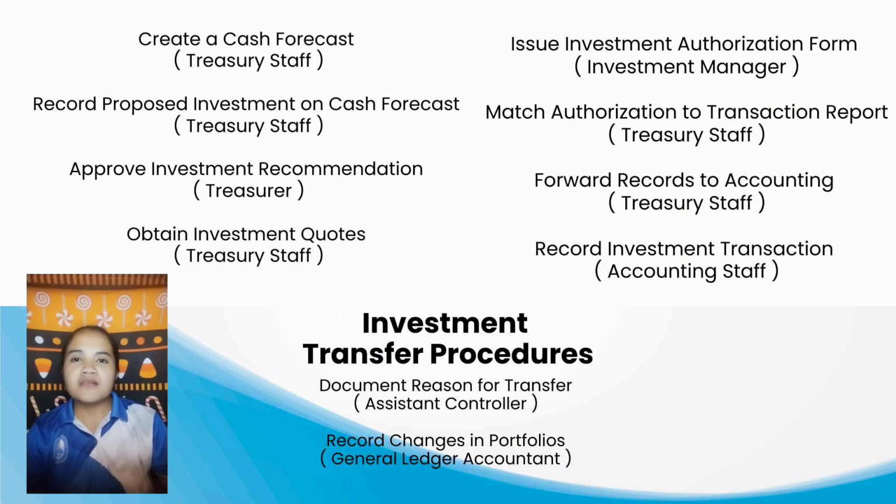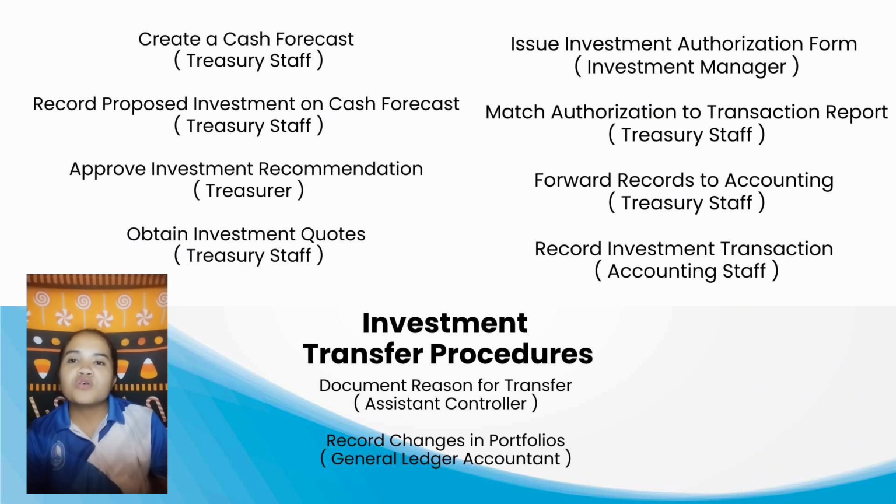Certainly, the investment transfer procedure outlines the steps involved in executing an investment transaction within an organization. Here's a breakdown of each step. The first one is to create a cash forecast. The treasury team begins by creating a cash forecast, projecting the organization's future cash inflows and outflows. This forecast helps in determining the available cash for potential investment.